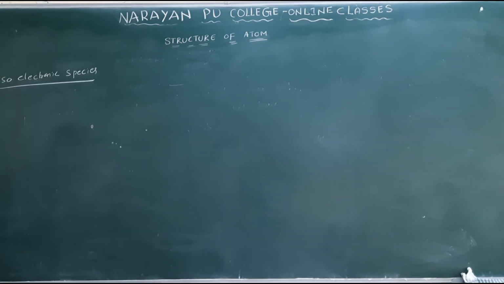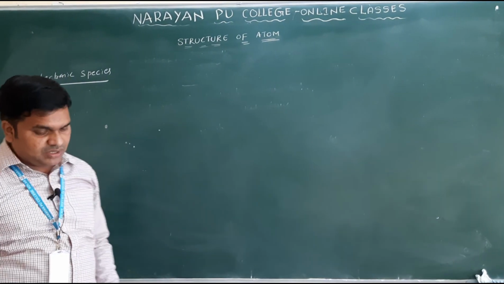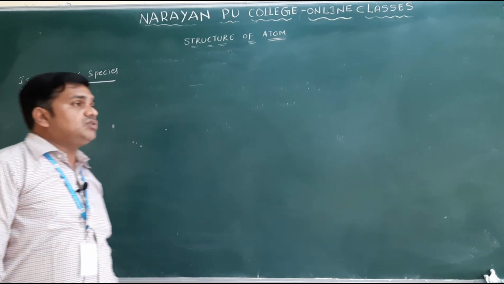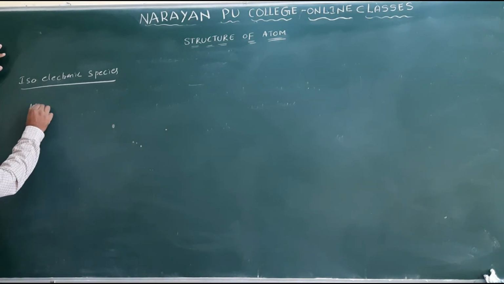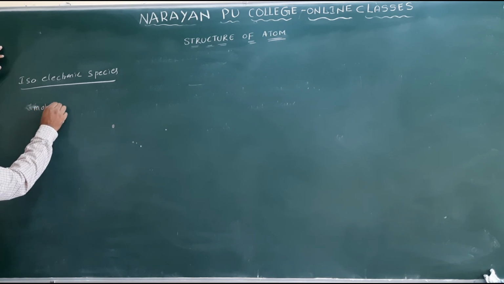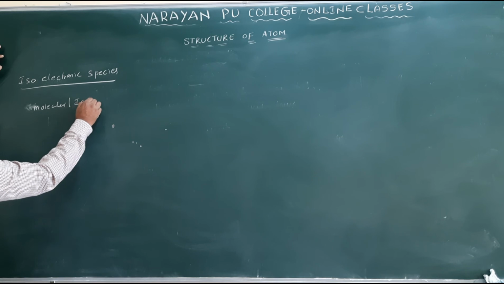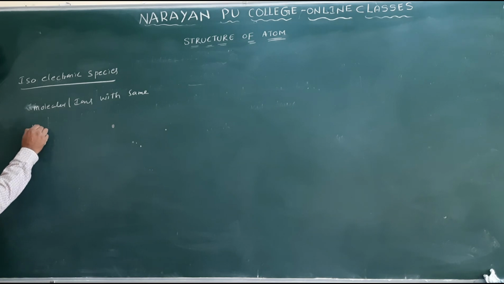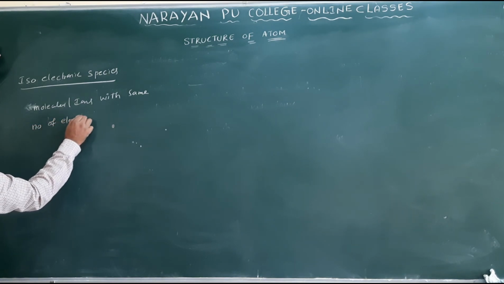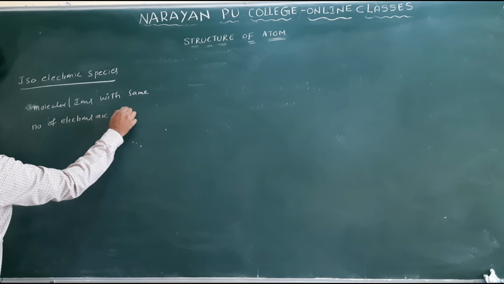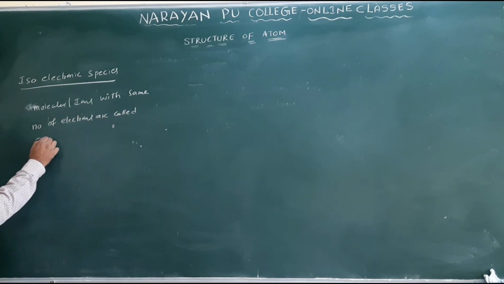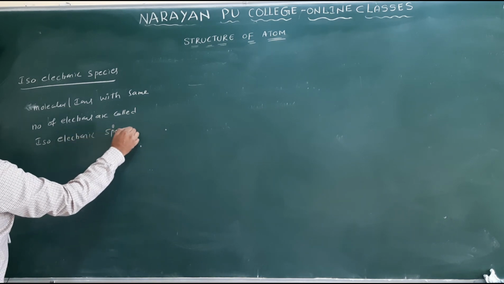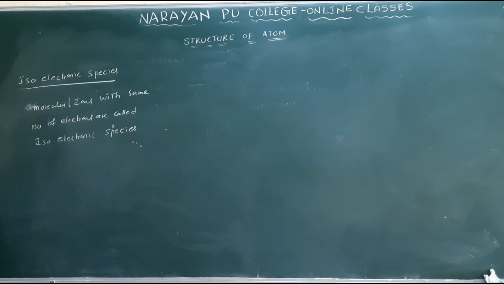The next one we have is isoelectronic species only. So what does isoelectronic species mean? Atoms, molecules or ions with the same number of electrons are called isoelectronic species only. So let us see the example we have.